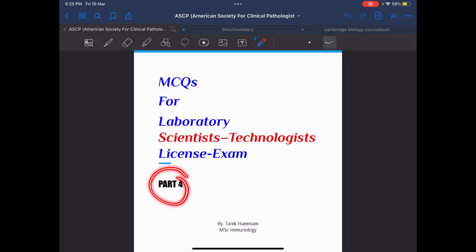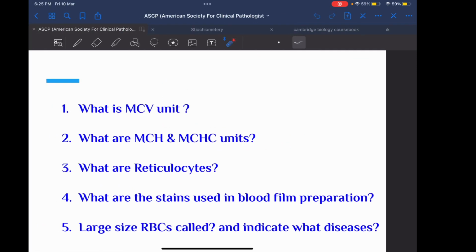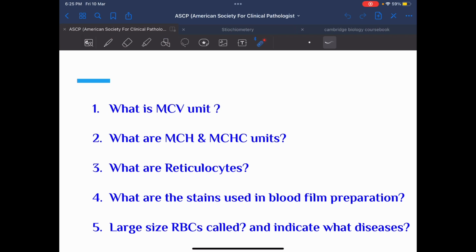Today is part 4 for laboratory scientist and technologist license exam. First question, what is MCV unit?